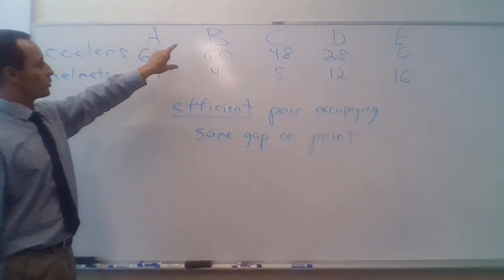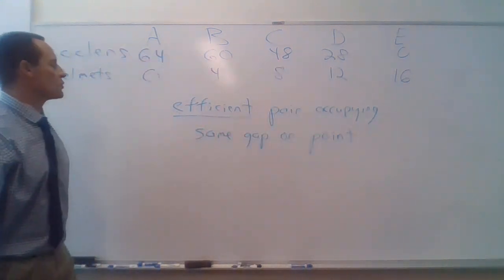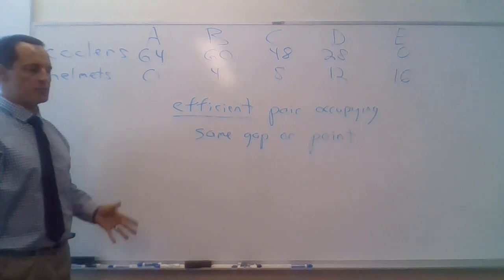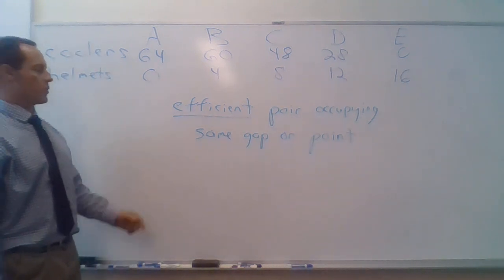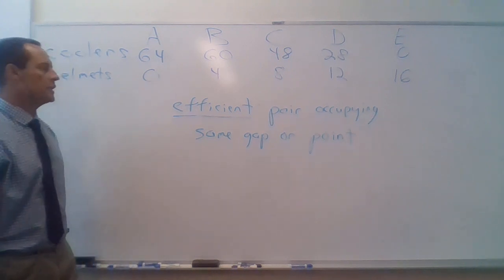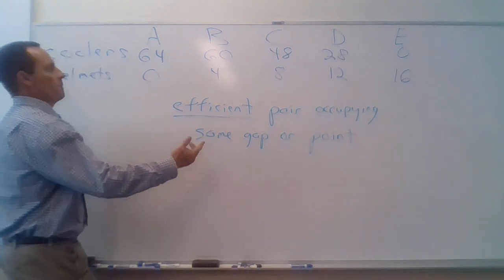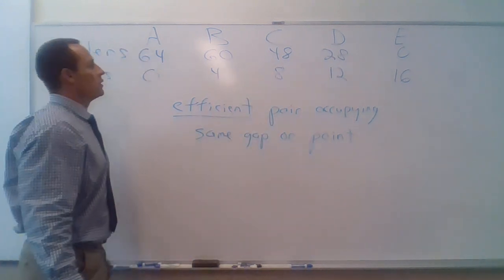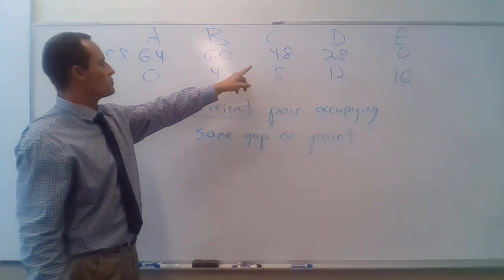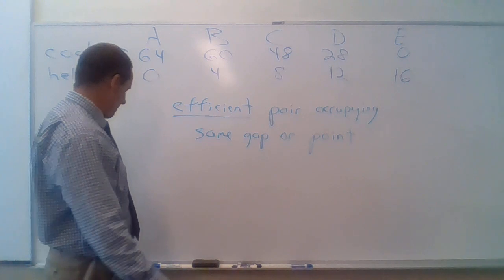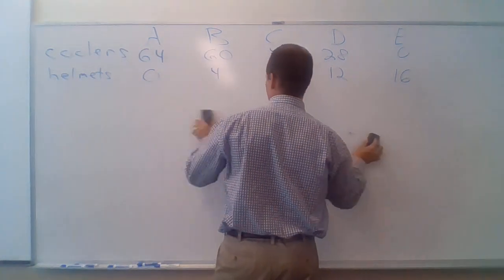Goals where both numbers fall in between these numbers listed are also efficient. Efficiency is one of the most interesting things to define in a class of economics. But for our purposes here, something that is efficient is a pair occupying either the same gap or point. So 48 and 8 is an efficient goal, but so is 50 and 5, because both 50 and 5 fall in the same gap. All right, let's consider some pairs.